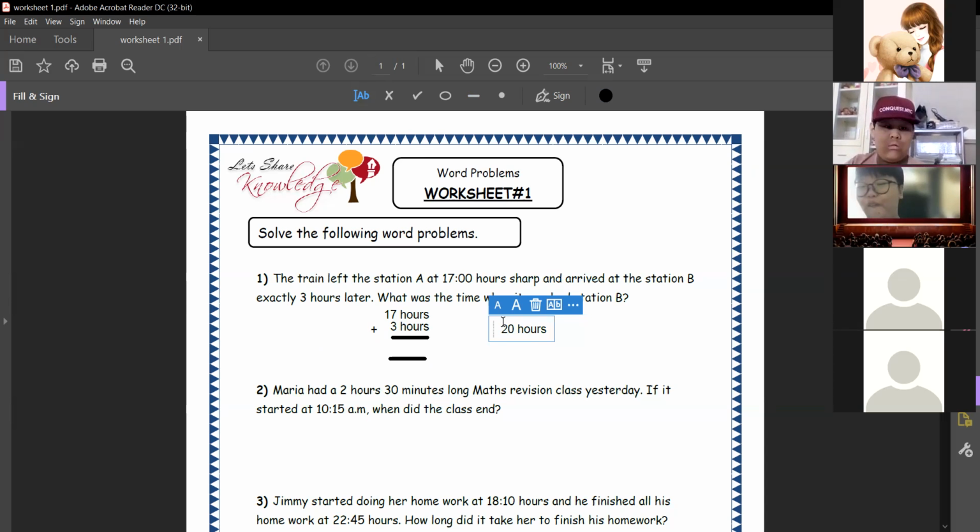Okay, 20 hours. Can you all see? So the exact time he reached at the station B is 20 o'clock. That means 8 o'clock. Okay, number 2. Read the question for me.